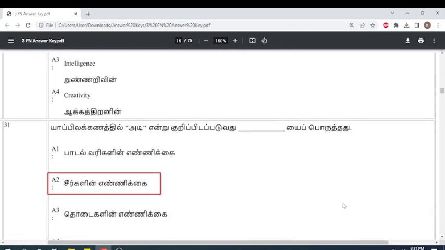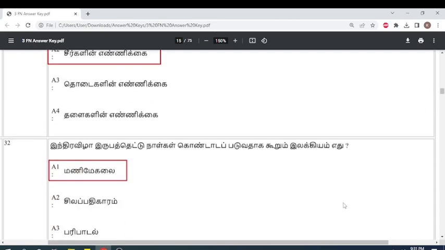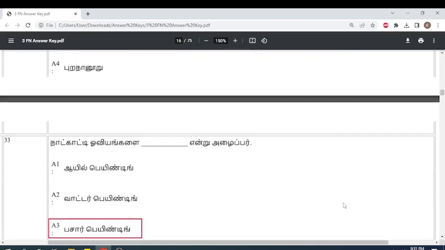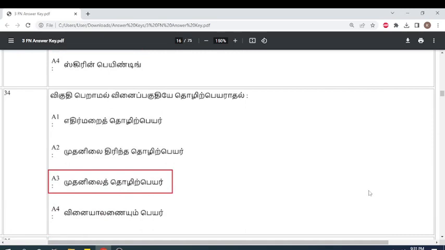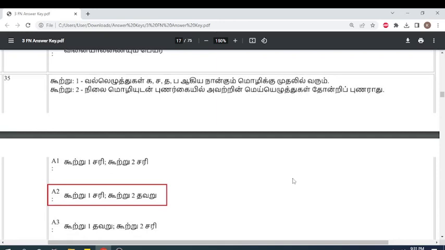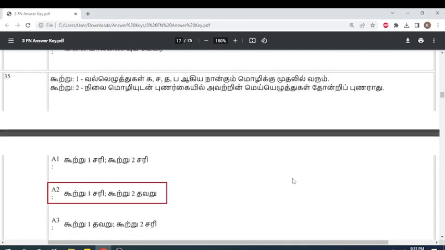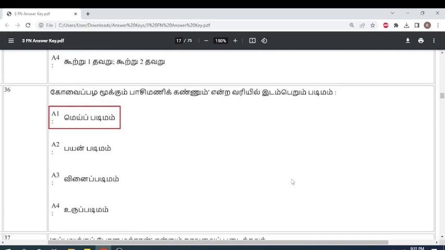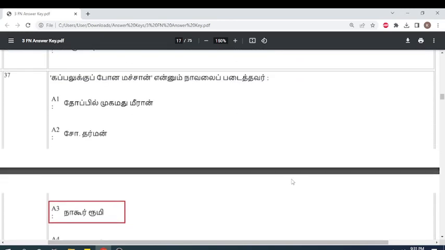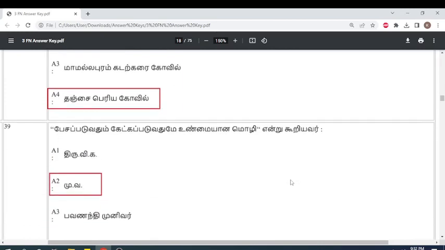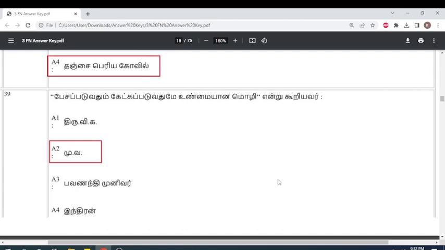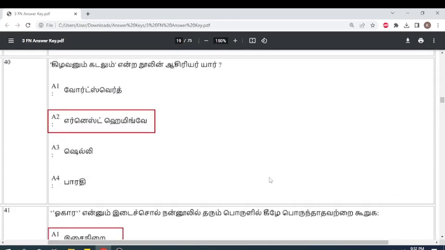31st question answer A2. 32nd question answer A1. 33rd question answer A3. 34th question answer A3. 35th question answer A2. 36th question answer A1. 37th question answer A3. 38th question answer A4. 39th question answer A2. 40th question answer A2.